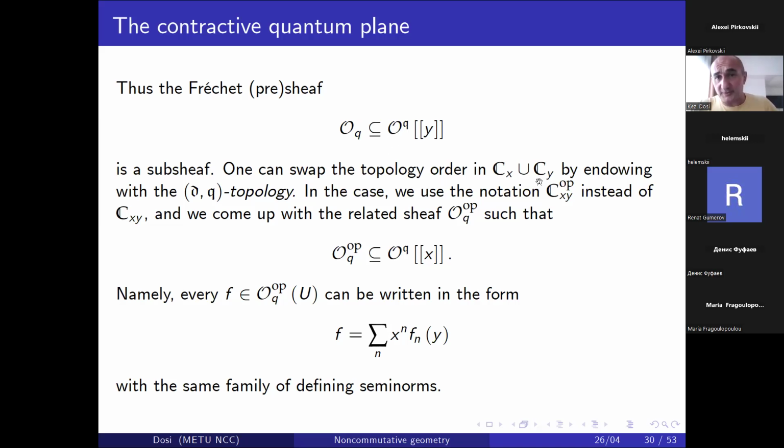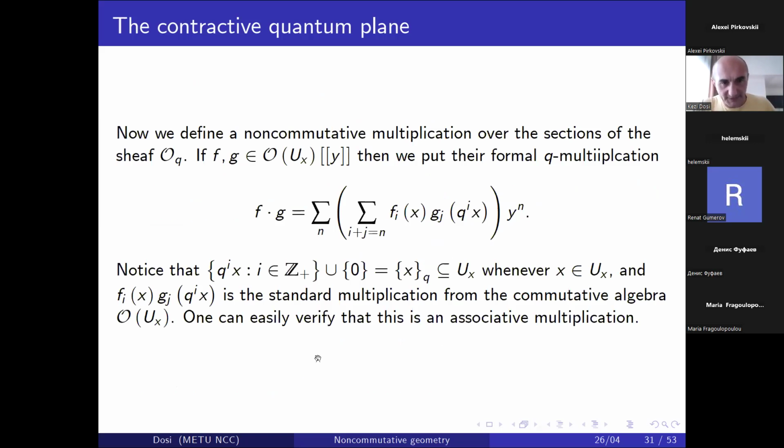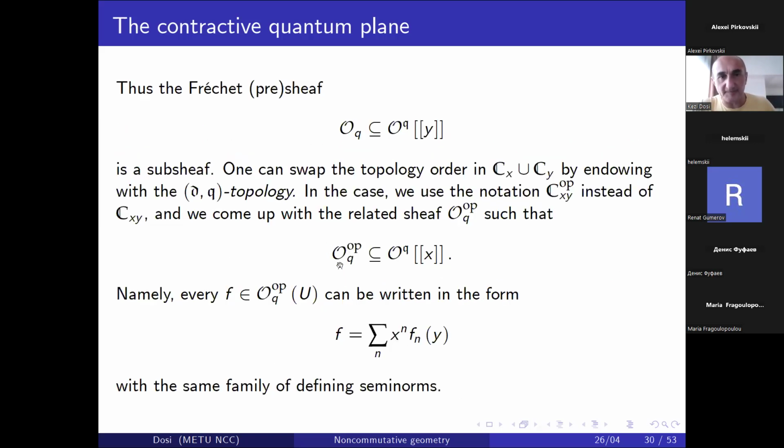Well, we can flip X and Y. We can flip the topologies. For example, we can equip CX with the D topology and CY with the Q topology. This also makes sense. So I'm using this sort of notation, CXY opposite. And in this case, as my structure presheaf, I have to take the formal power series like that, X to the n, Fn of y. Look, Y is now running over Q open sets. With respect to X, we have a disk behavior. Again, the family of seminorms is the same, the same defining family of seminorms. So it makes sense, right? So I can define CXY opposite with the structure presheaf.